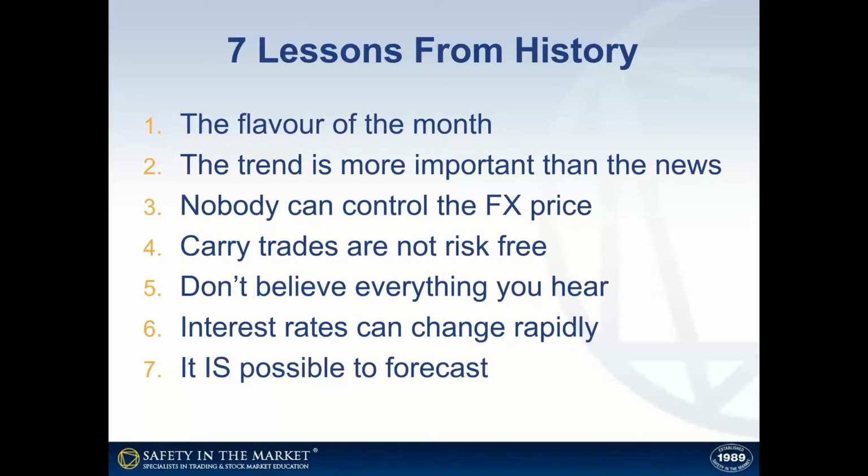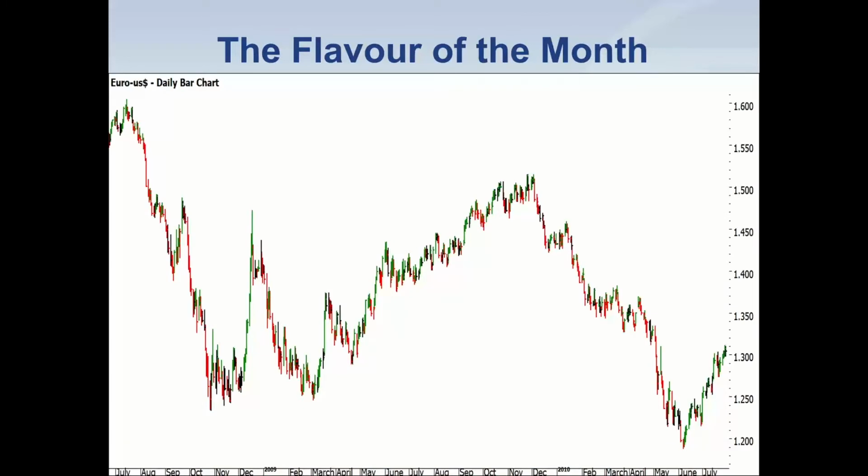And then lesson number 7, it is possible to forecast, and I'll talk more about that when we get there. So let's start with this concept of the flavor of the month. During this 2-year period on the Euro-US dollar currency pair that you can see on screen in front of you, both the Eurozone and the US were going through major debt problems. And the markets were quite rightly concerned about both of the currencies. There were concerns about the Eurozone with all the debt, and there were also concerns that the US had far too much debt as well.